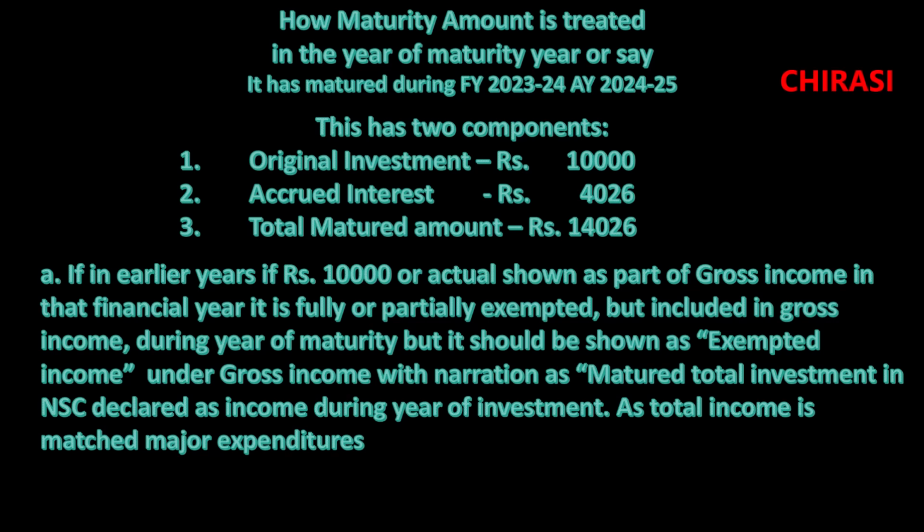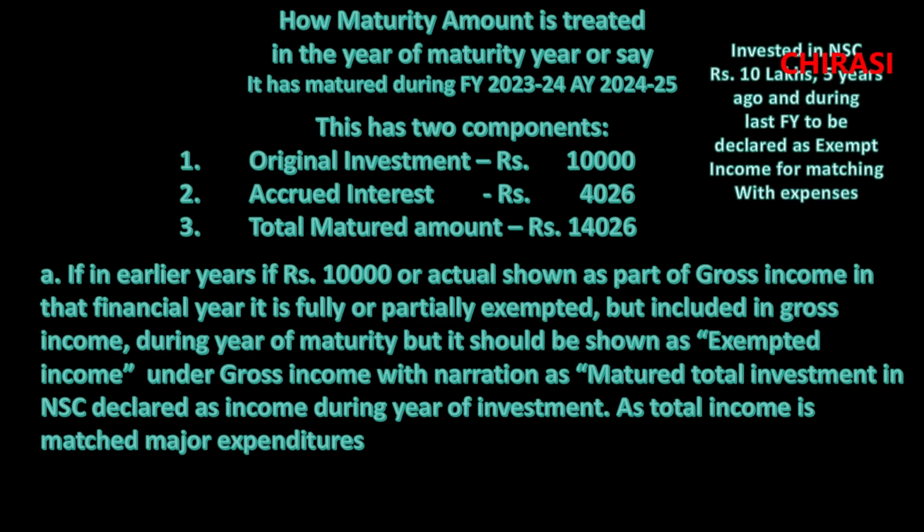During the year of maturity, it should be shown under the exempted income category, exempted income under gross income, with narration as matured total investment in NSC declared as income during the investment, as total income is matched with major expenditures. The investment in NSC, if it is rupees 10 lakhs 5 years ago and during the last financial year, is to be declared as exempt income for matching with expense. This means the original 10 lakhs invested 5 years ago, you should have included in the gross income.